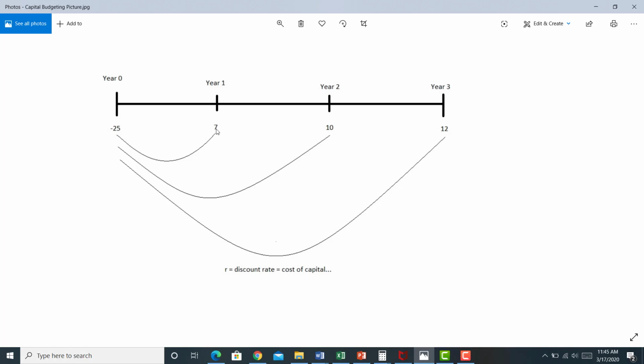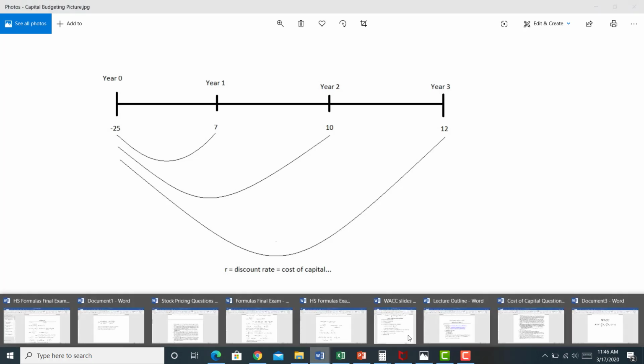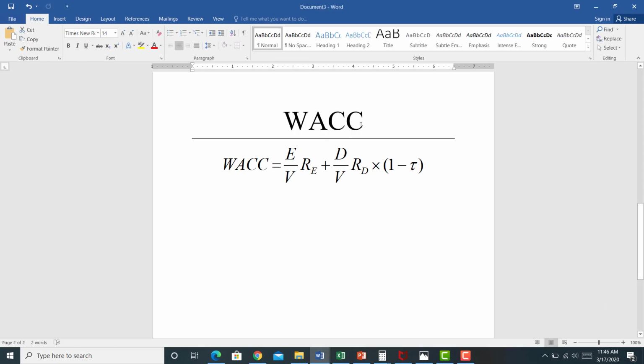Recall our discussion that first day of class. $7 million 1 year from today is not worth $7 million today. So what we have to do is discount, or take the present value of, each of these future cash flows back to time zero. In other words, we have to get the present value of these future cash flows and compare it to the cost to determine whether or not this project is profitable. Now, what rate do we discount these future cash flows back by? We discount them back by the cost of capital. We discount the future cash flows back by the WACC.